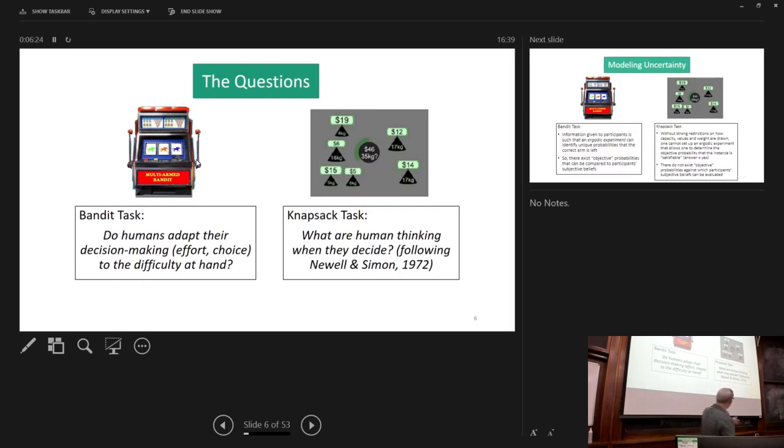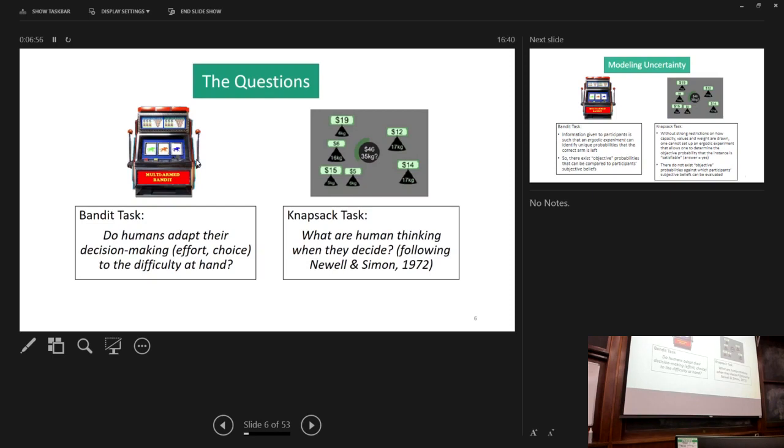The question in the Bandit task that people have been asking is, do humans adapt their decision making, their effort, their choice to the difficulty at hand? So we know a lot mathematically about the Bandit problem. And we can write down the Bayes optimal strategies here, and we ask, can you do the right thing? And the answer is people spend more effort when the problem is more difficult, whereas in terms of performance, the performance goes down. But that's exactly what's optimal.